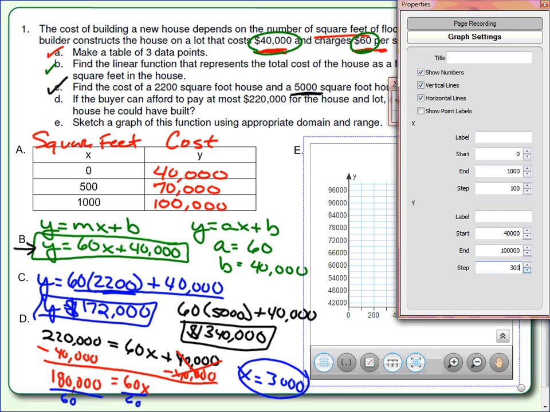5,000? Let's try a little bigger here. Oh yeah, that doesn't look too bad. All right, we'll go ahead and use 5,000. All right, so we've got our window set up.